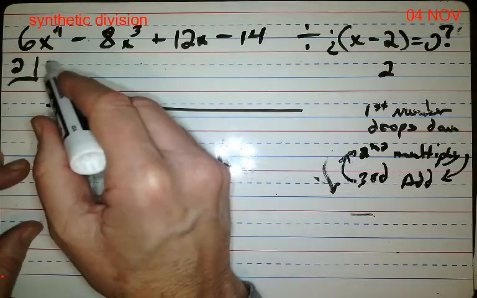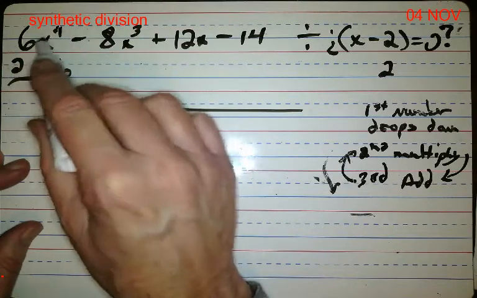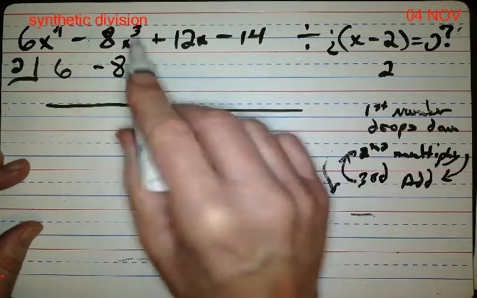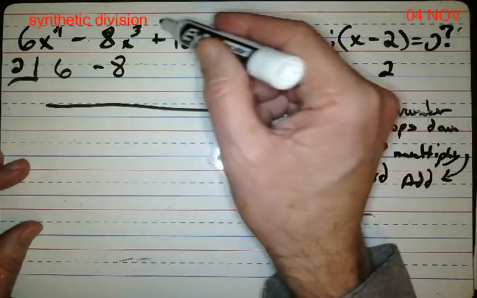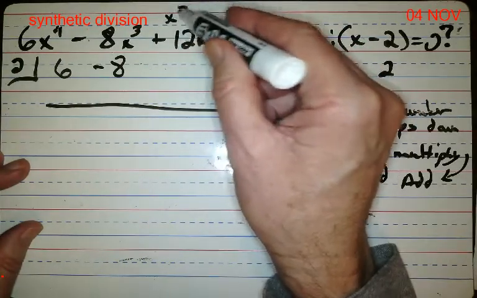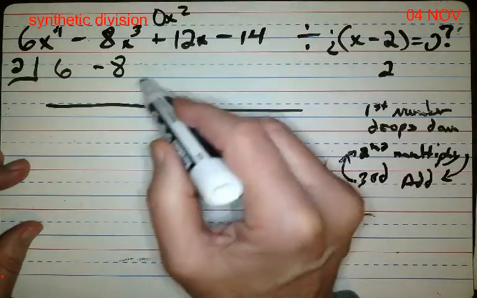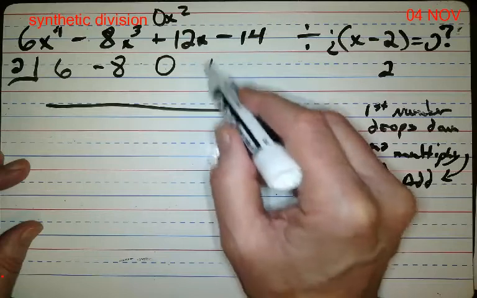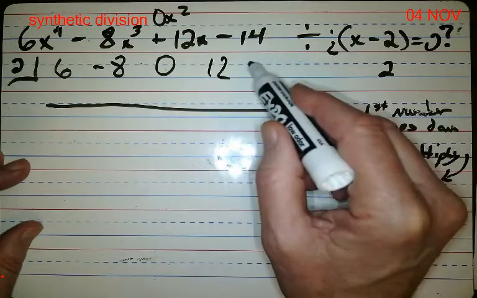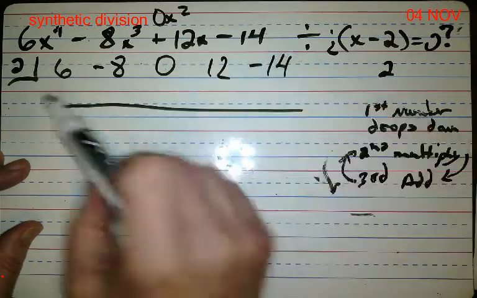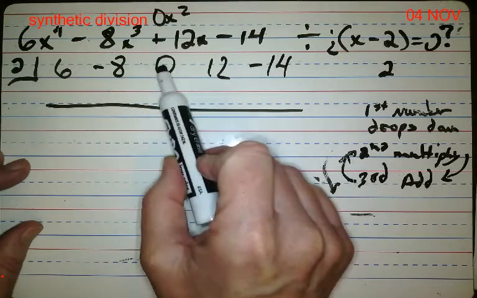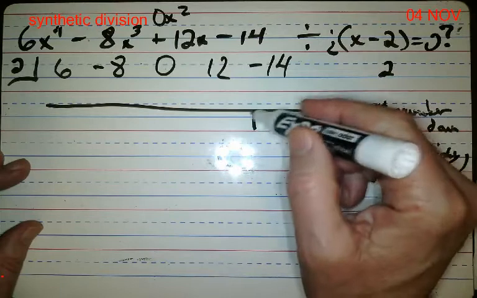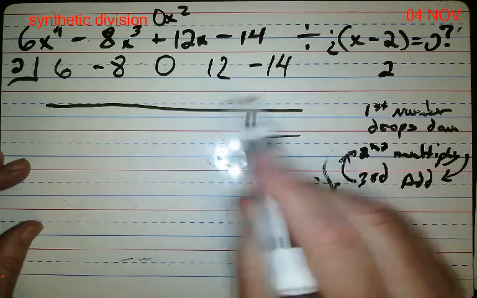So I put the numbers here, 6, and then negative 8, and now something's missing here. What's missing? Oh, it's x squared. So if there's not an x squared, you have to put a 0 there. Then 12, then negative 14. So I have x⁴, x³, x², x¹, and then nothing, right? All right. So let's see if we can do this.